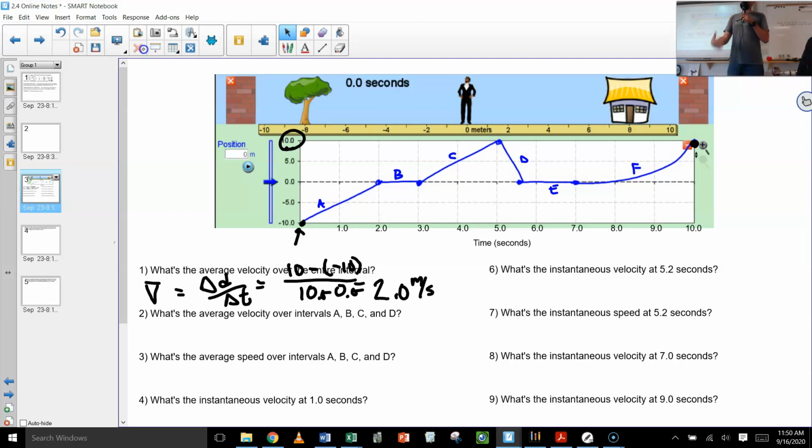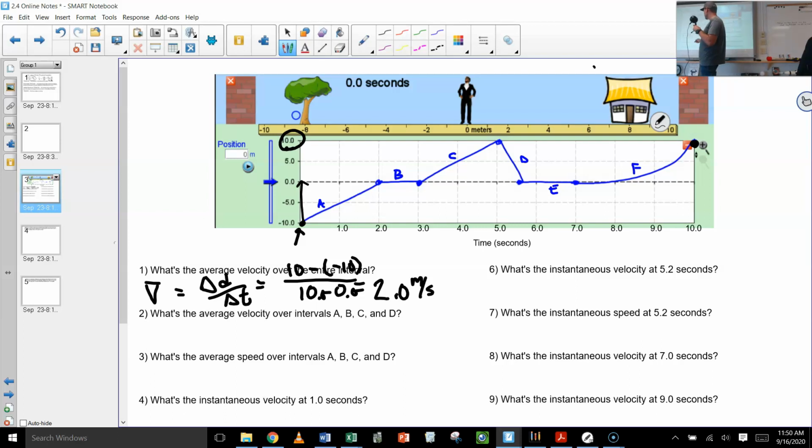Question number 2. What's the average velocity over intervals A, B, C, and D? So I'll do this a little bit more in depth. Interval A, the distance that I travel, my displacement is +10. The time it takes me is 2 seconds. So that's 5. And maybe you recognize this as the slope from algebra class. That's exactly right. The rise over the run is also the velocity, the average velocity between 2 points. That's over interval A. Interval B, my displacement is 0. I'm not moving, so my average velocity is 0.